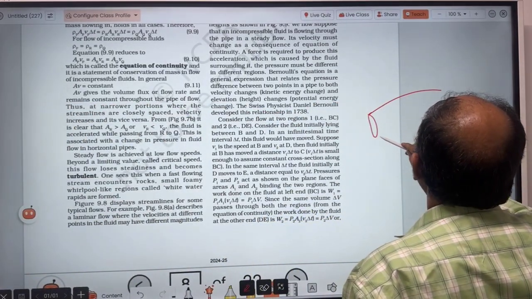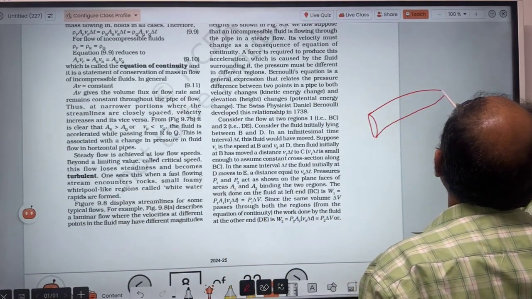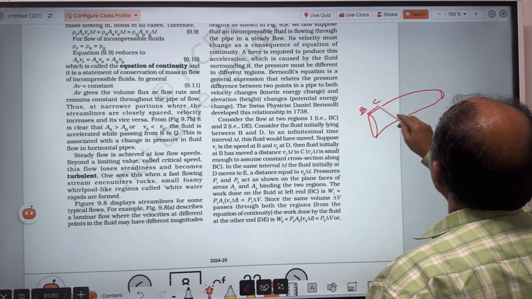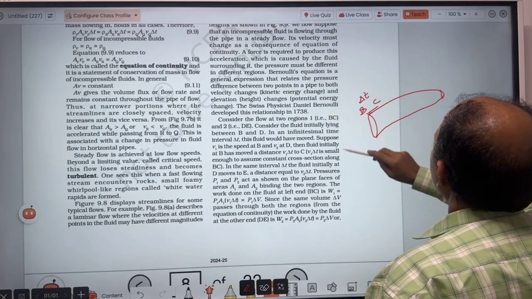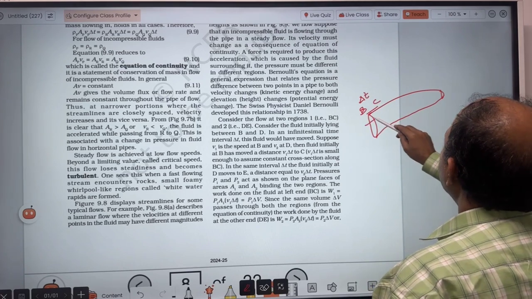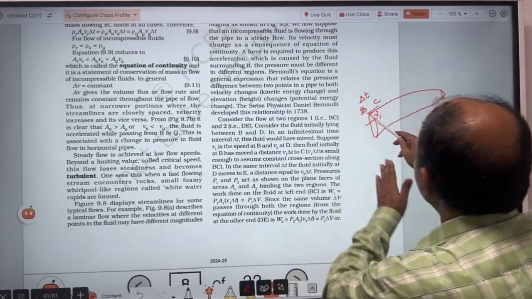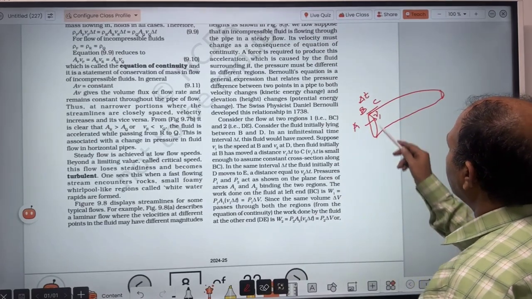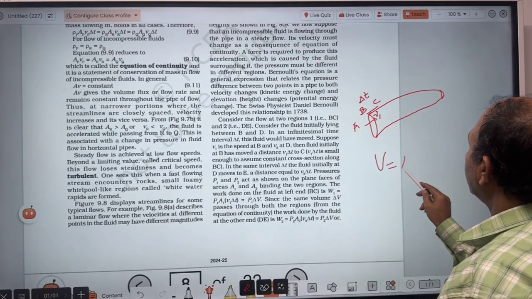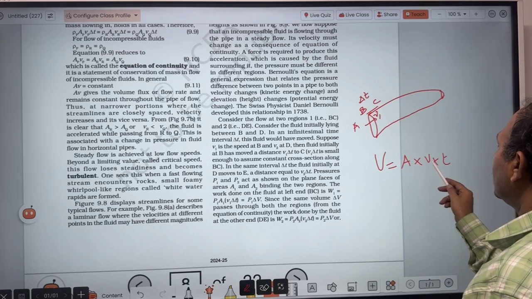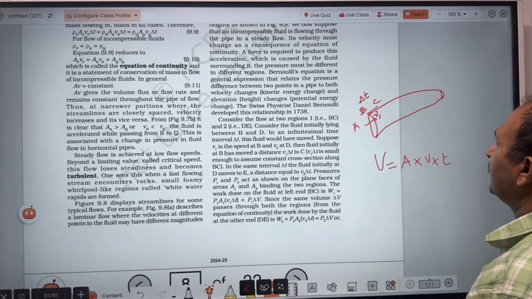Here this portion, small portion, here B and C. So we assume that time taken is delta t, which is small, and here velocity is V1. So we can find this area, so we can easily get volume. Volume will be area into velocity into time, because velocity means distance upon time, time will cancel out.